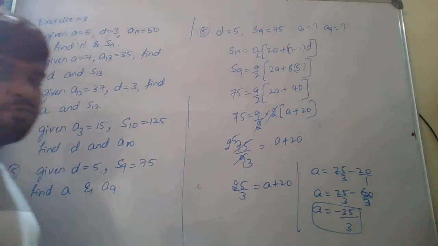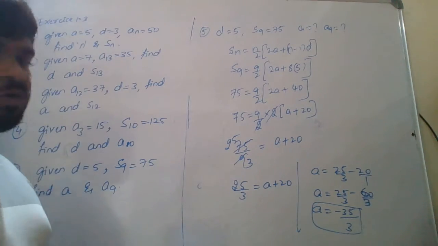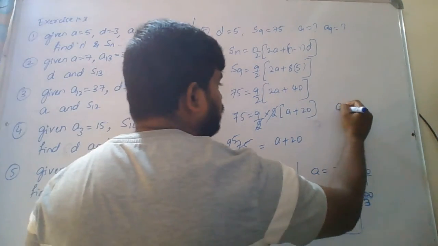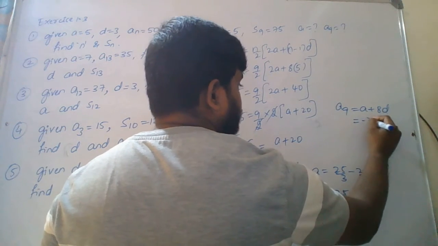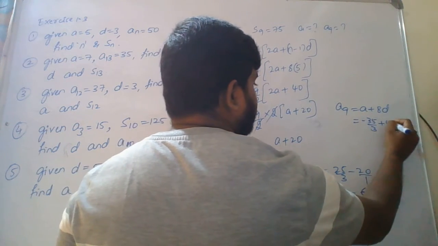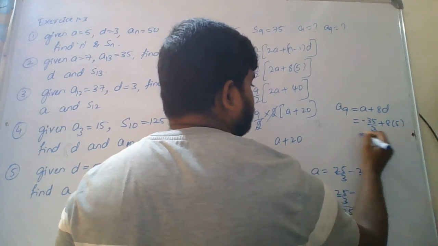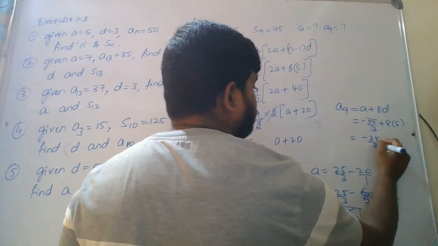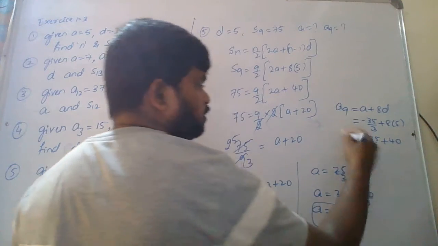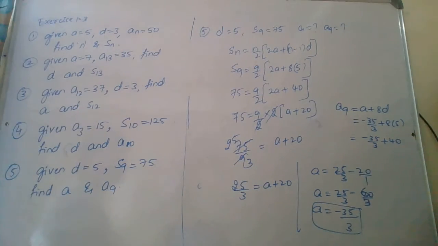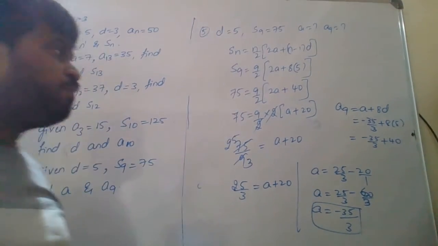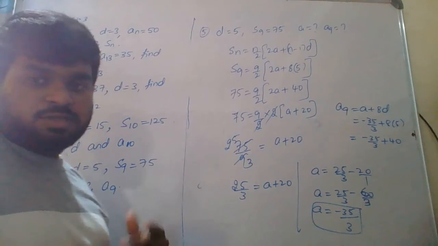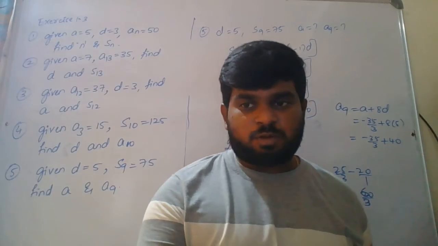So once you know the value of a and d, the rest you can do it by yourself. Formula a9 is a plus 8d. a is minus 35 by 3 plus 8. d value is 5. So minus 35 by 3 plus 40. Solve it, you will get the answer. So as I told you, here the a value is not known. So through this, we get the value of a. We have done the first 5 problems. Let's get into the next 5 problems.